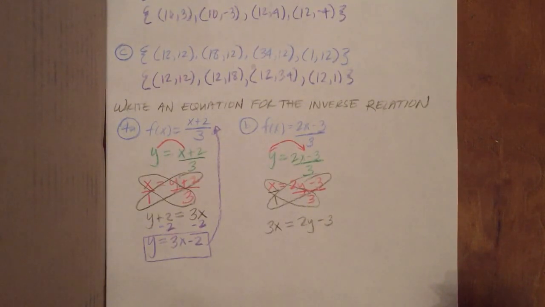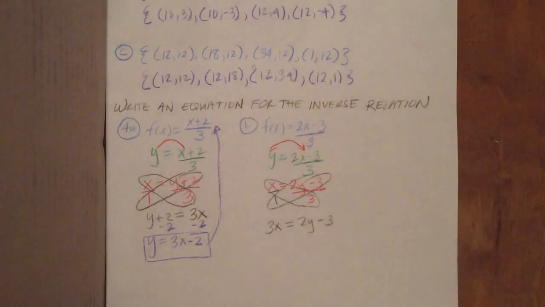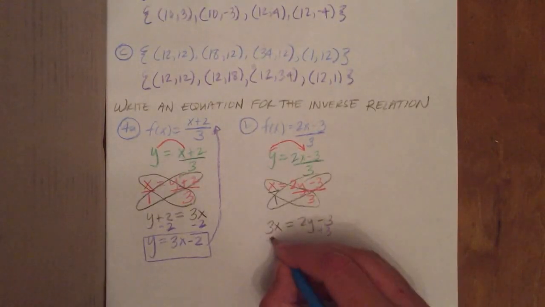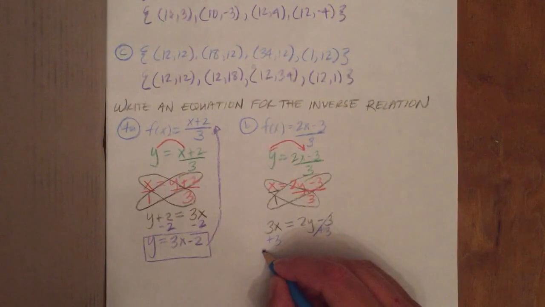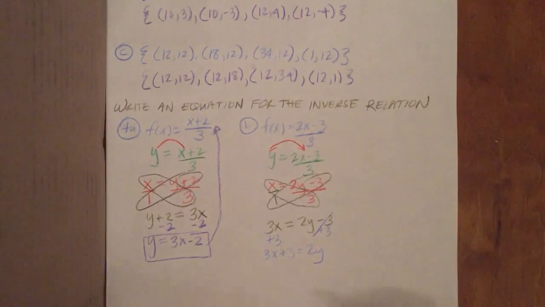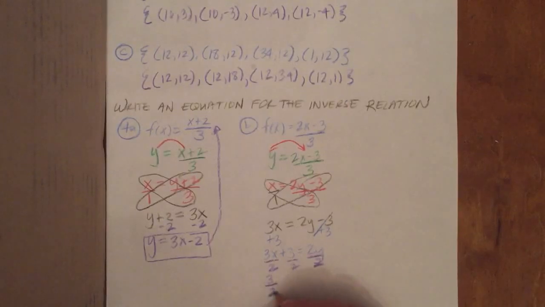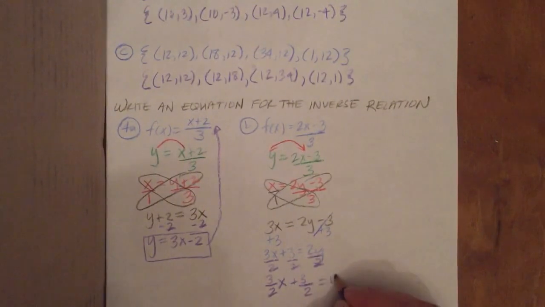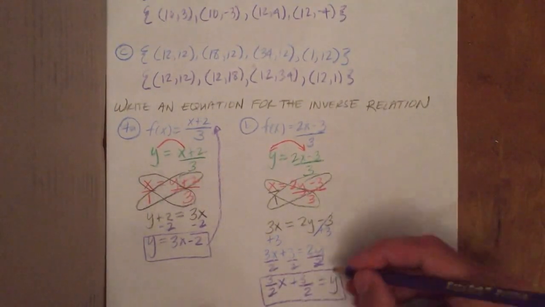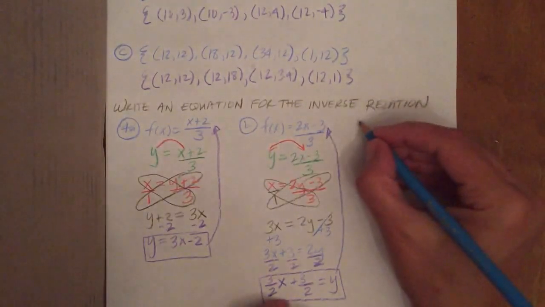Okay. So now I need to find y. I'm going to continue on, and my next step is going to be to add the 3 to both sides. I want to get y by itself. So 3x plus 3 equals 2y. And then my last step is going to be to divide everything by 2. We've done this before. So this is 3 halves x plus 3 halves, which is 1.5, equals y. And that is your inverse relation. That is the inverse of that. So let's look at the last one. Let's look at the third one.